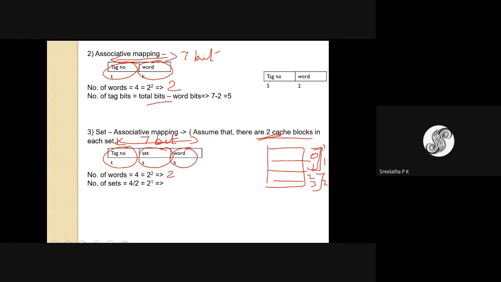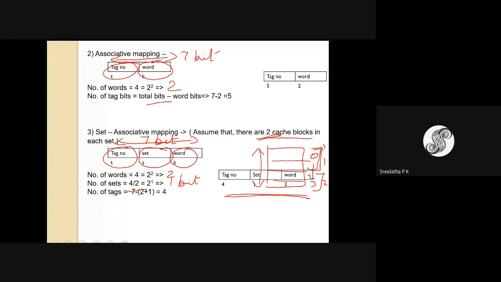So it is 4 divided by 2: total number of cache blocks divided by number of blocks in each set. So that is 2, which is nothing but 2 power 1. So 1 bit represents the set. The remaining bits are for representing the tag number. So 4, 1, 2 is the address representation for the cache memory.